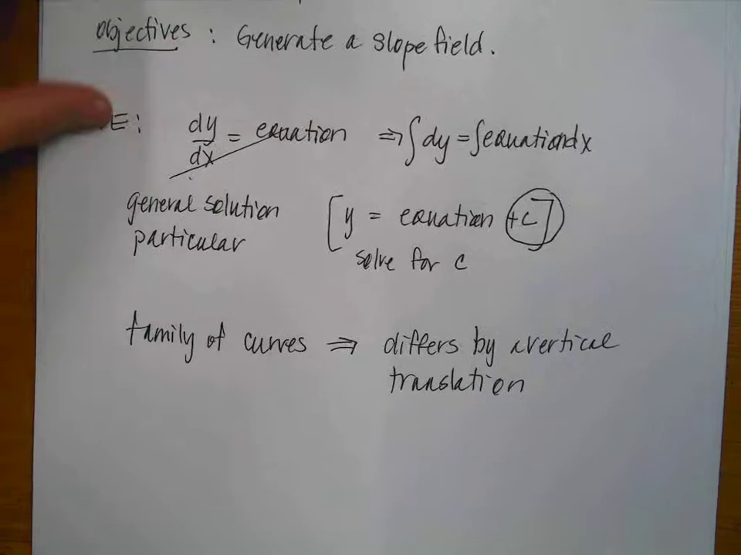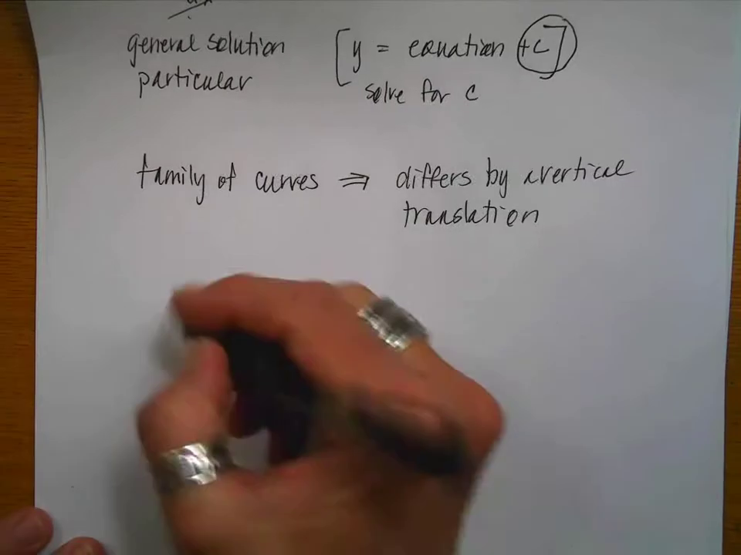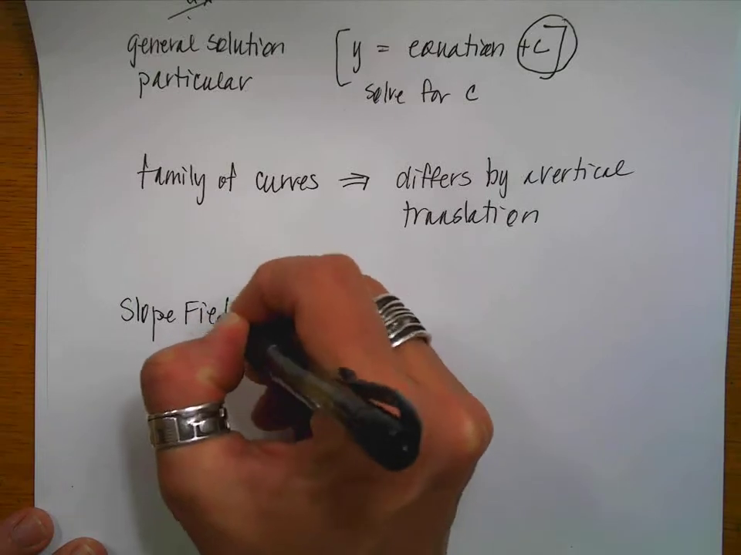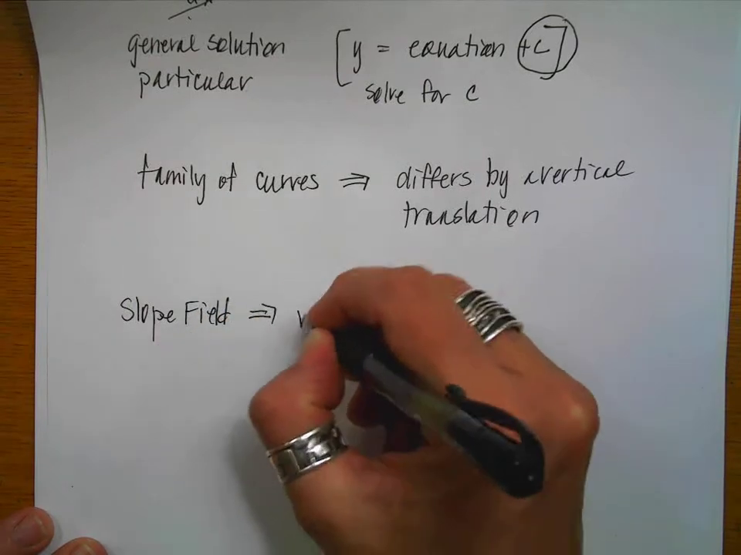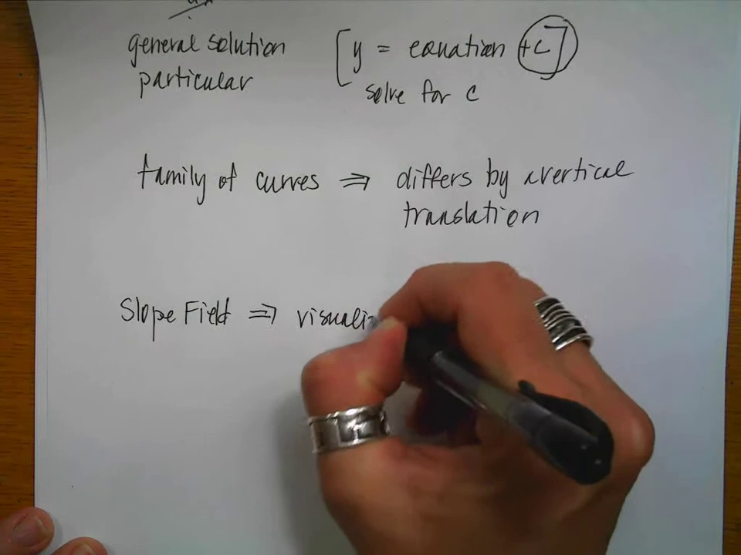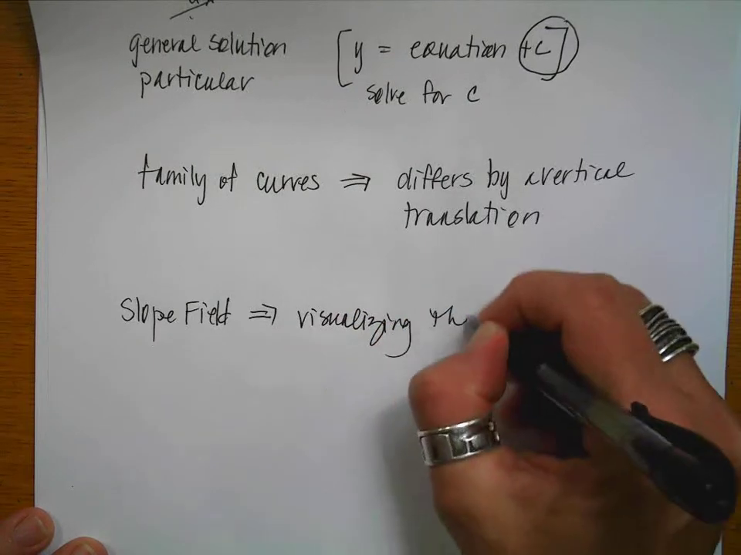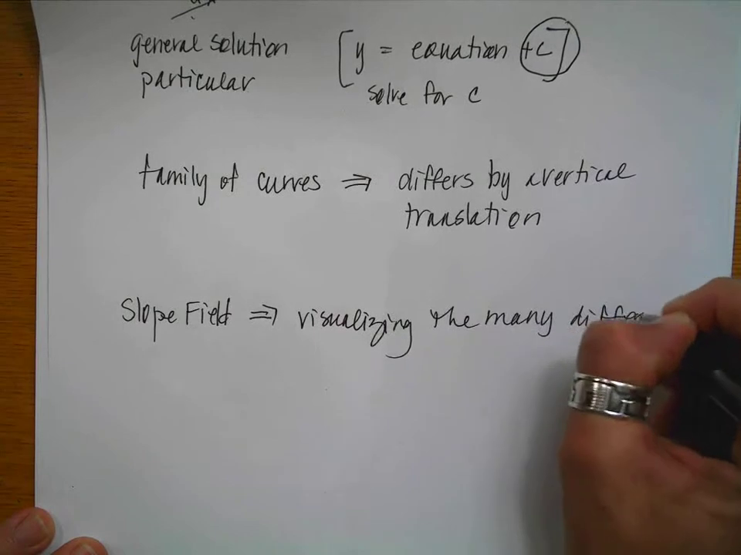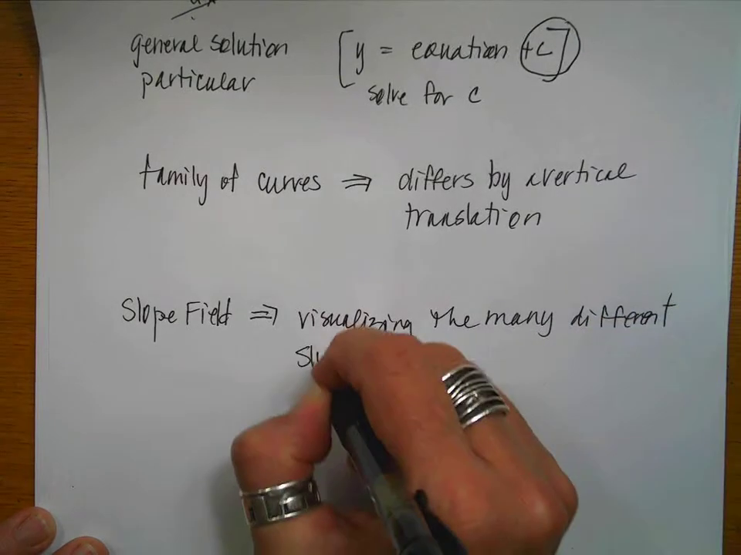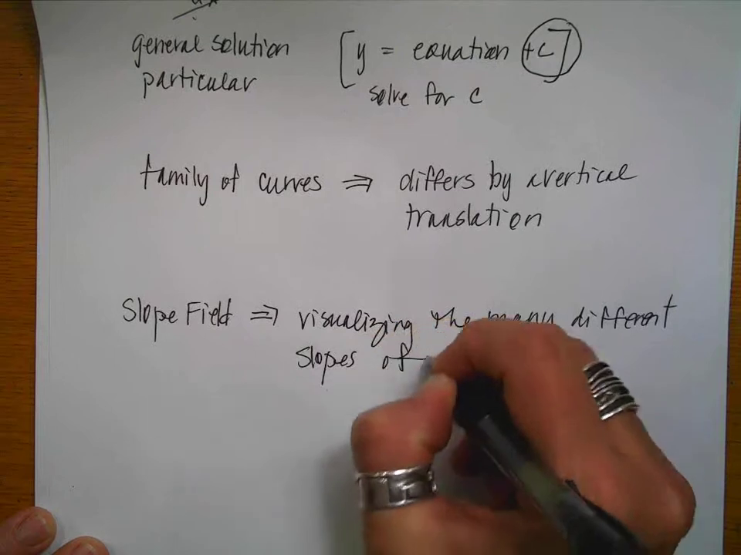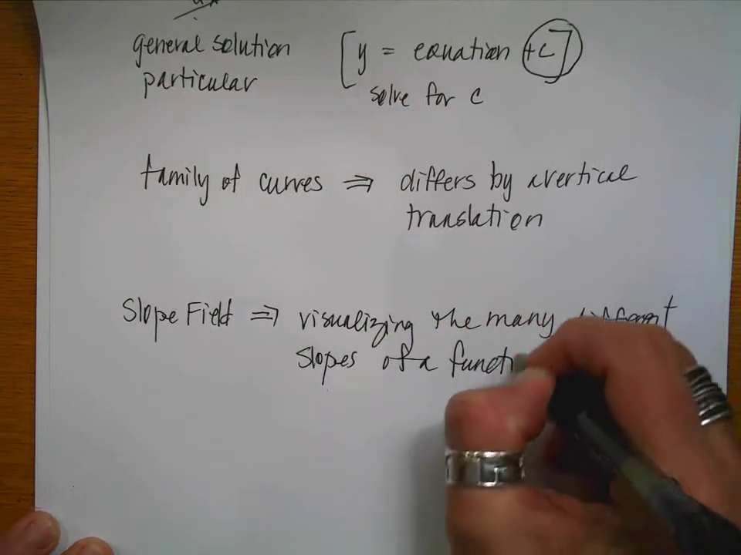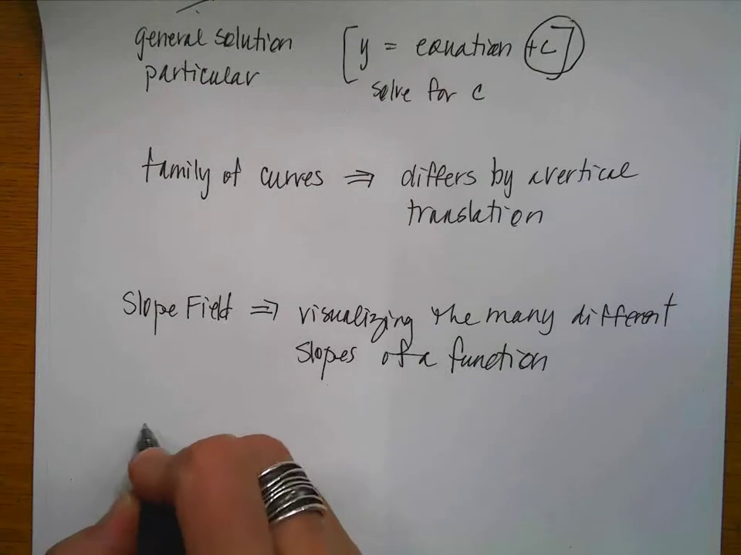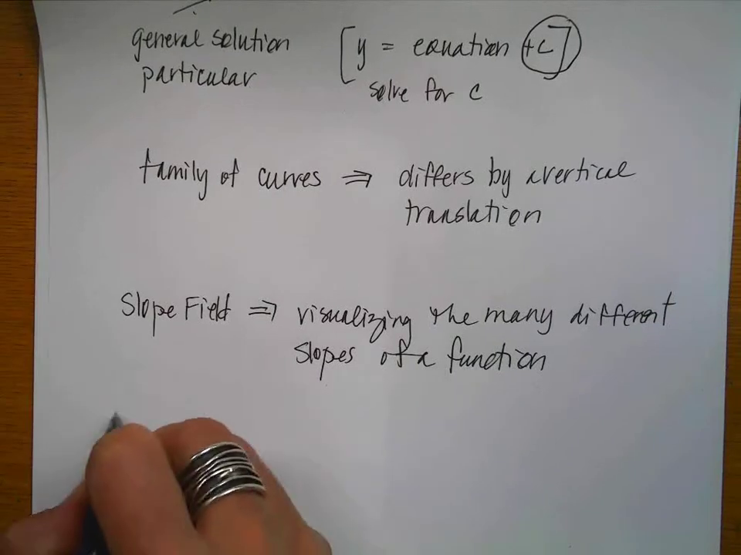Alrighty, so basically what happens, a slope field is kind of like a scatter plot. It's a way of visualizing the many different slopes of a function. All right, so there's kind of what it represents. So let's just walk through an example.